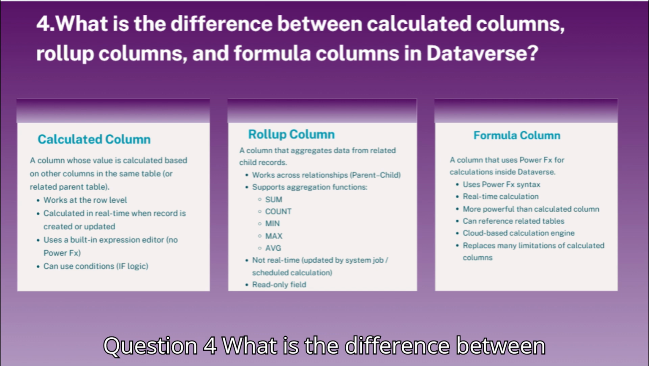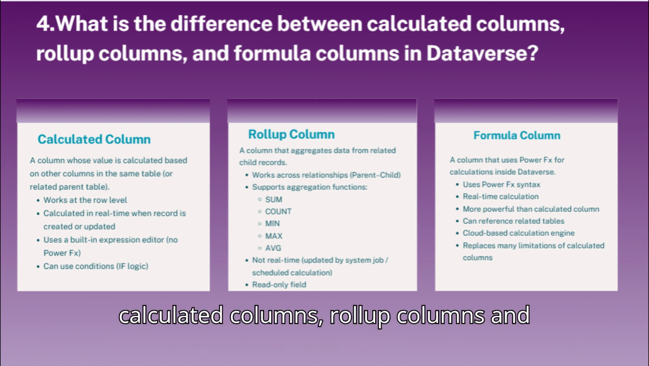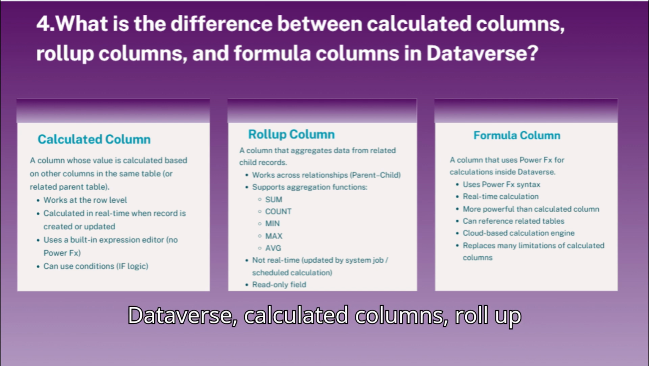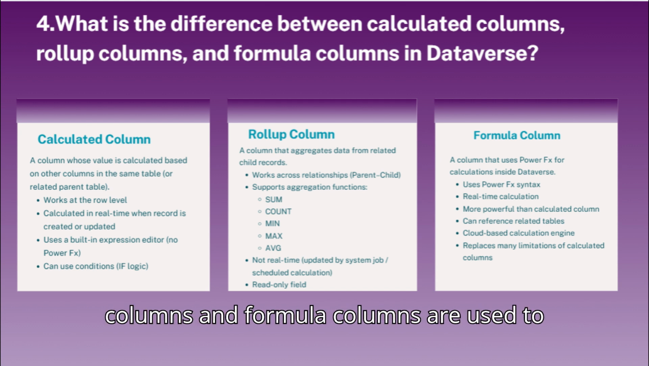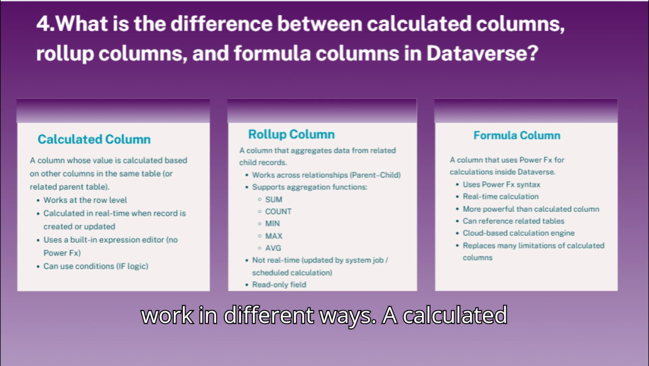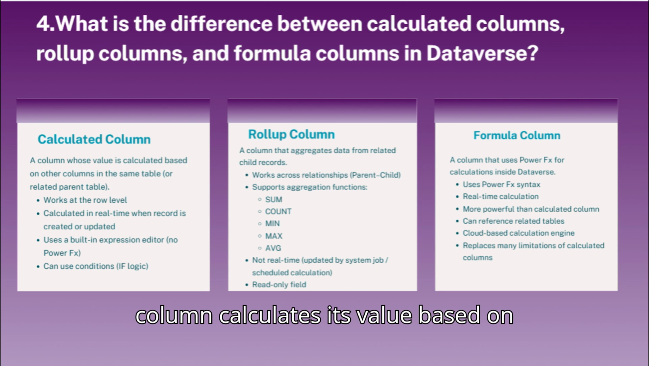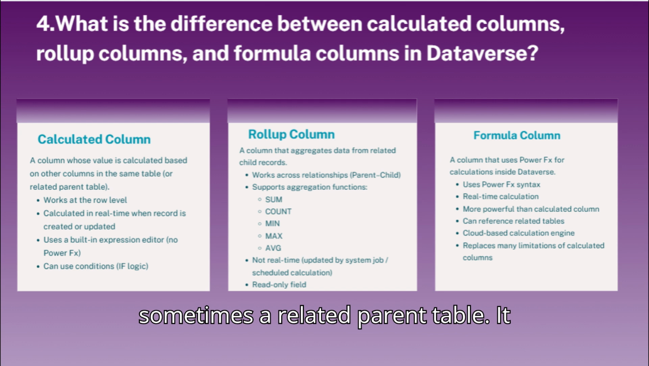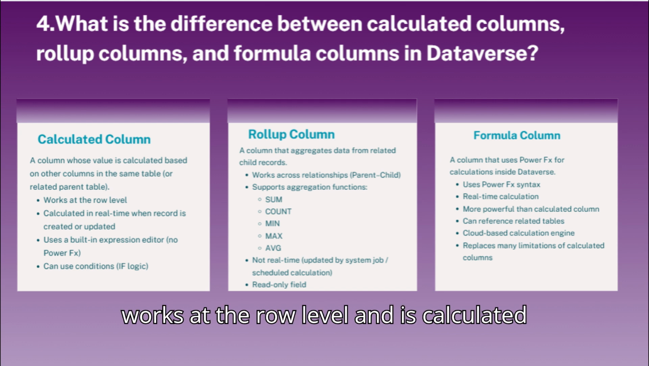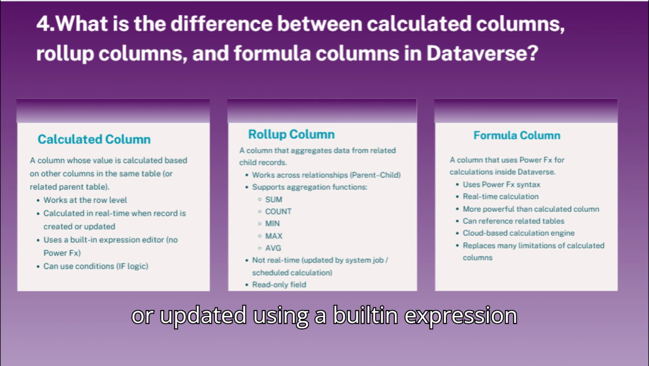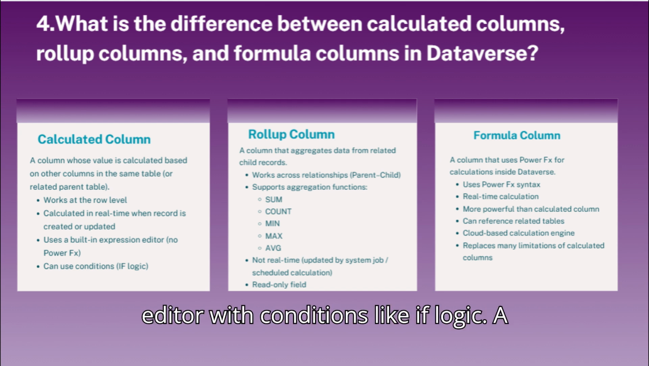Question 4. What is the difference between calculated columns, Rollup columns, and formula columns in Dataverse? Answer. In Dataverse, calculated columns, Rollup columns, and formula columns are used to automatically calculate values, but they work in different ways. A calculated column calculates its value based on other columns in the same table or sometimes a related parent table. It works at the row level and is calculated in real time when a record is created or updated using a built-in expression editor with conditions like if logic.